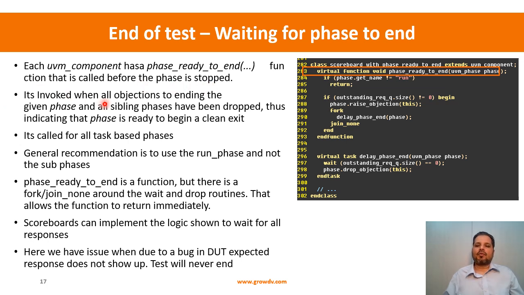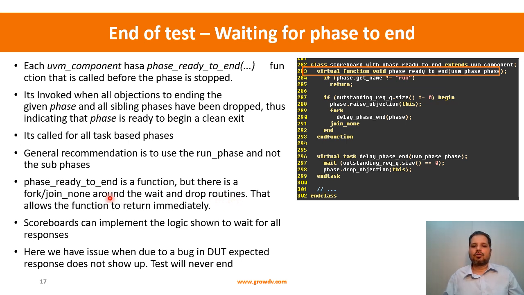It's invoked when all the objections to ending the given phase and all sibling phases have been dropped, thus indicating that this particular phase can do a clean exit. And it's called for all task-based phases, which are primarily the run phase and its subphases. As we have seen, the general recommendation is that you use the run phase and not the subphases. We have to keep in mind that phase_ready_to_end is a function. Although it gets called for the task-based phases, it itself is not a task. It's a function. You cannot put time-consuming functionality in here.